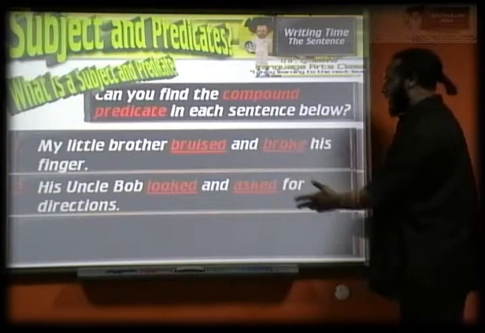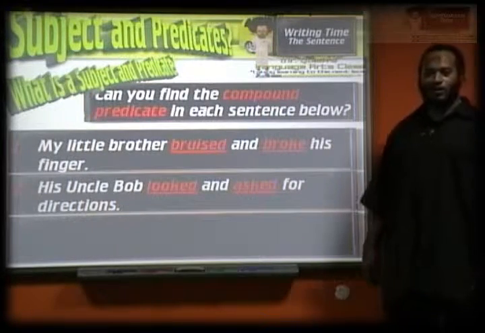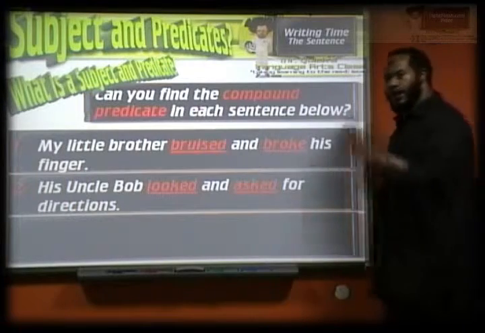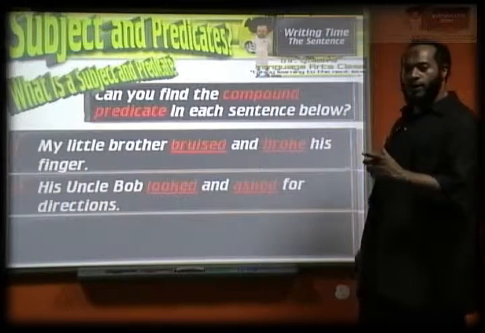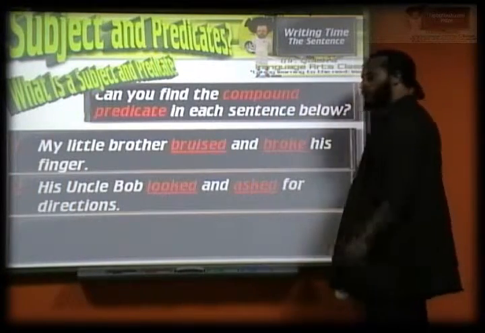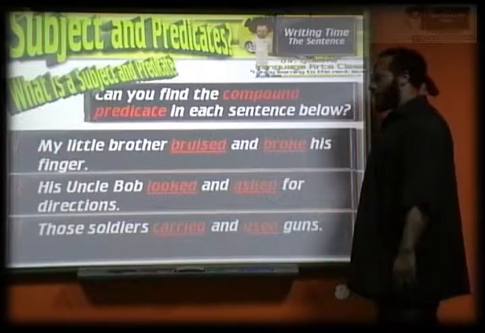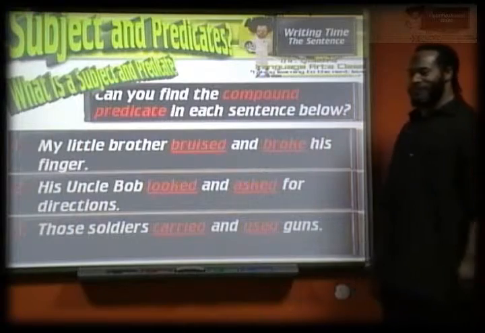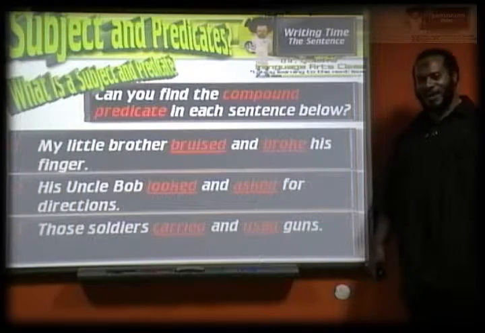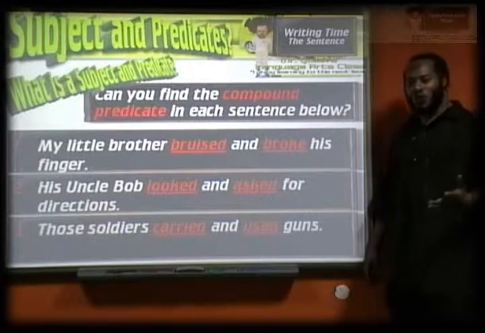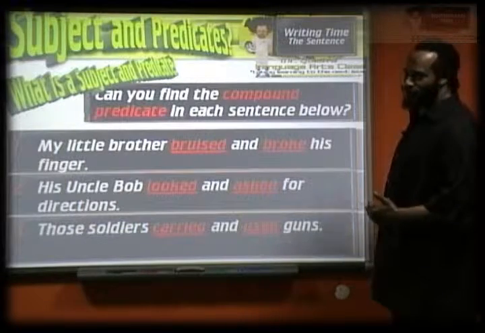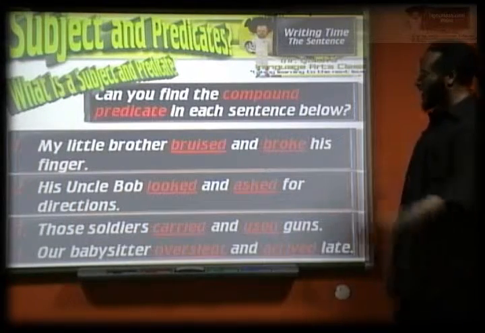Here we go. Here's Uncle Bob looked and asked. Looked and asked is, of course, the compound predicate. Looked and asked are verbs. Needing to look no further, that's the compound predicate. Those soldiers carried and used guns. Carried and used, of course, are the verbs we're looking for. They make up the compound predicate.